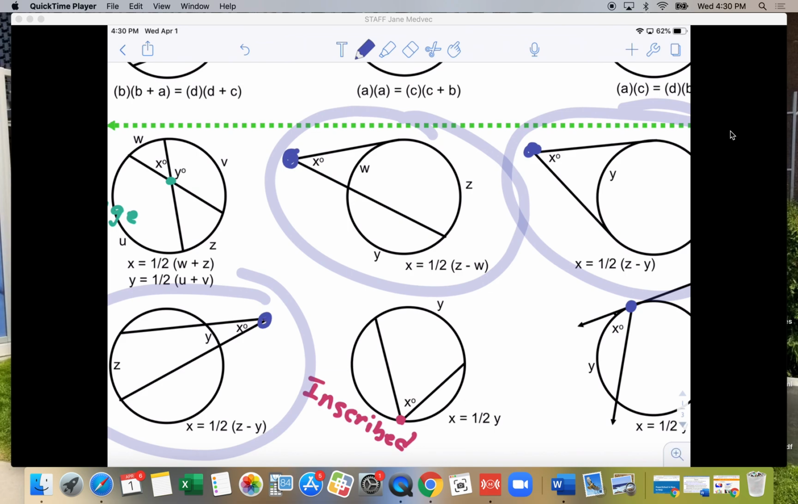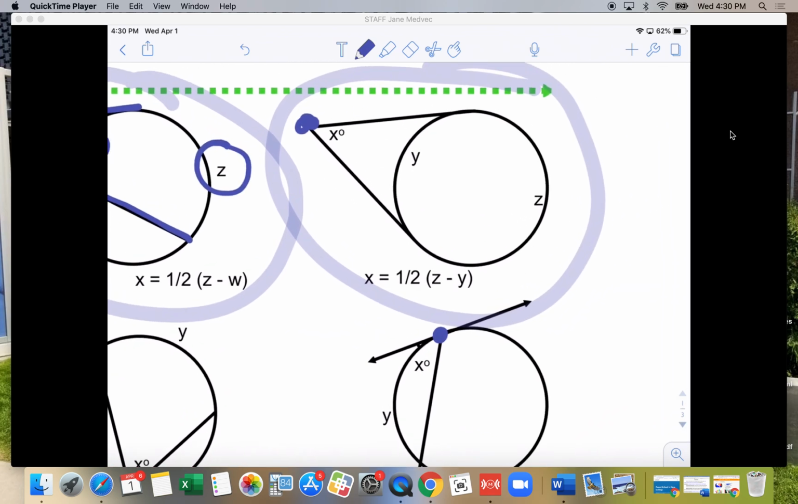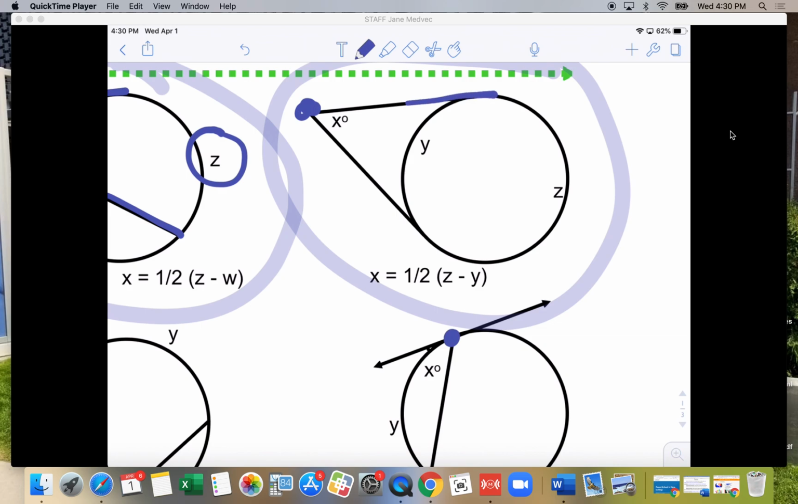And so what I do is I take a look at the angle that's created. Here's an angle that's created. I take the larger arc, I subtract the small arc, and I divide it by 2, which is 1/2 (x minus w). If I take a look at this next one, again, I've got this angle, the larger arc, which is z, and the smaller arc, which is y. I subtract the smaller from the larger, and I divide by 2.